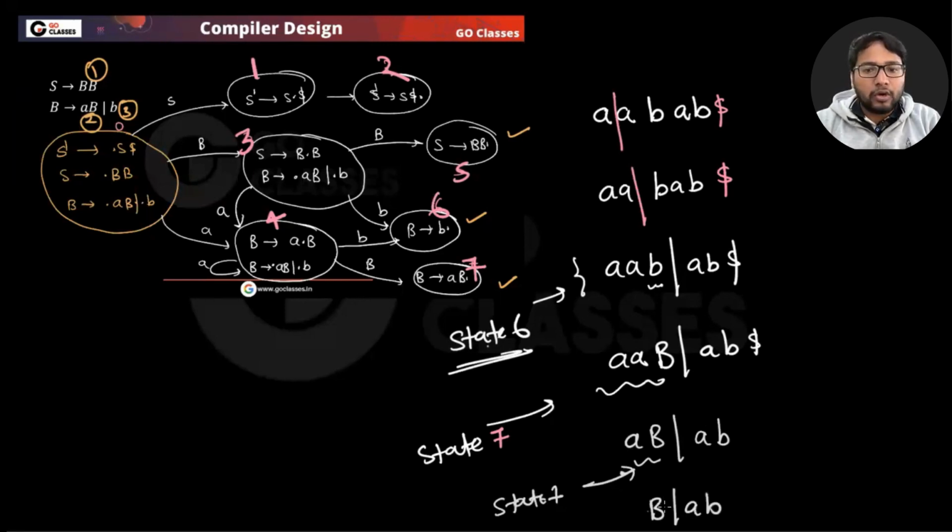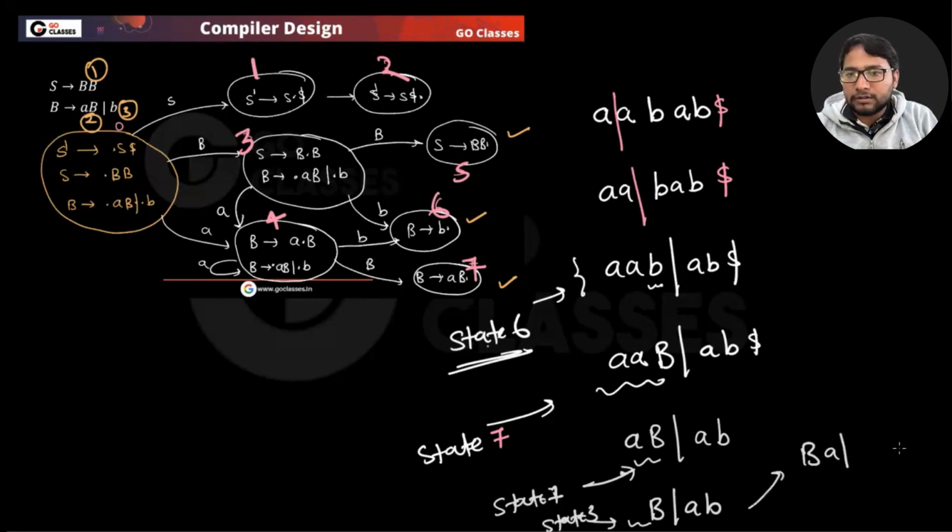Okay. Now which state are you in? Can you tell me? Capital B, AB. Capital B is coming, right? The state number is 3. So this state is 3. Okay. And now this capital B, and then if A is coming, 3 doesn't have anything. So if A is coming, you will go to 4. So from here, you will go to this. And then from here, you will go to this.